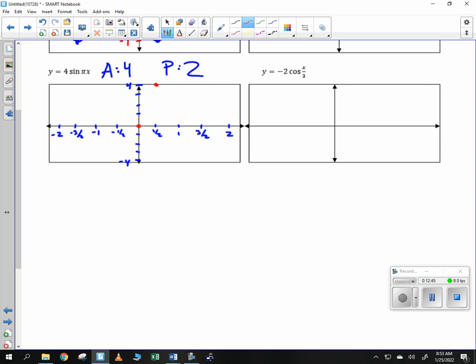Once I'm at the top, there's nowhere to go but down. As I start to head down, I have to cross over the middle before I get to the bottom. So after you're at the top, then cross over the middle and then get to the bottom. Once you're at the bottom, there's nowhere to go but up.